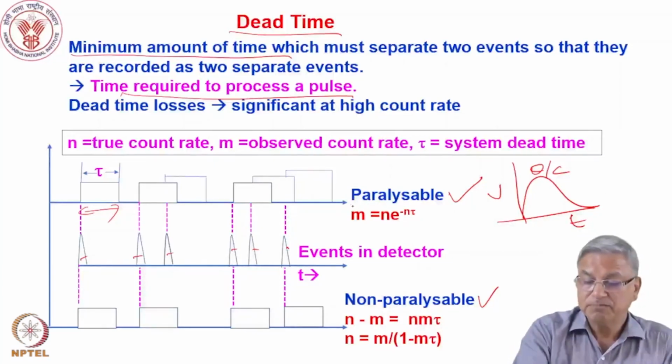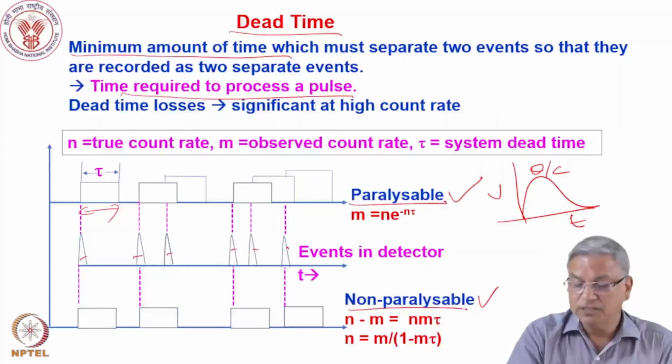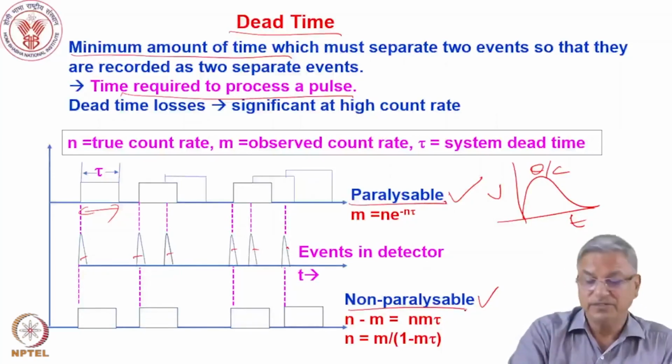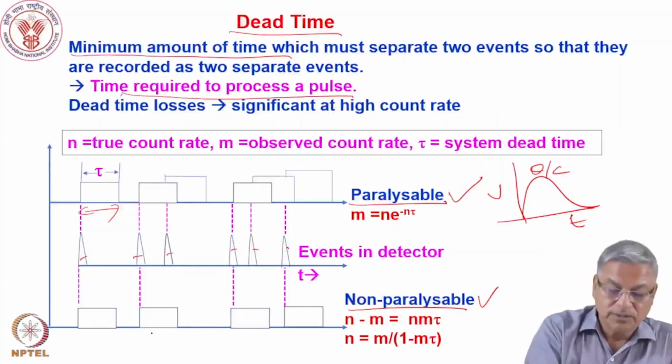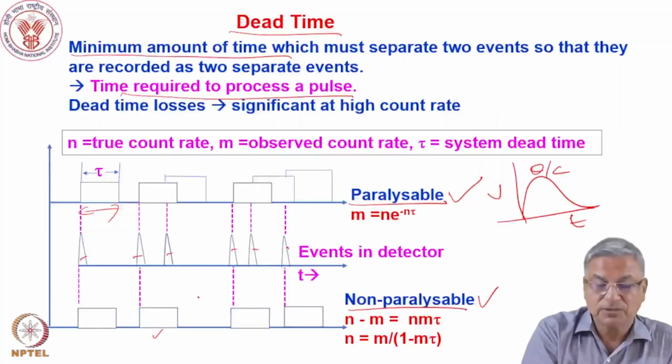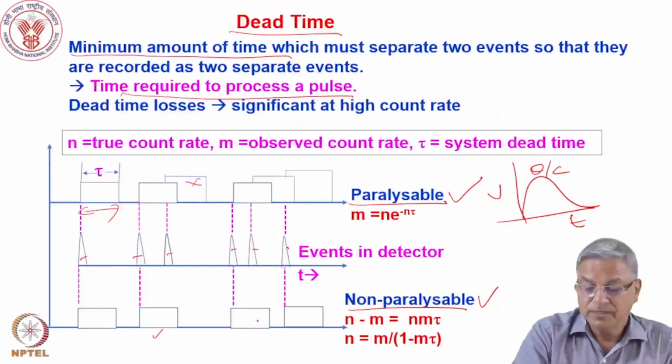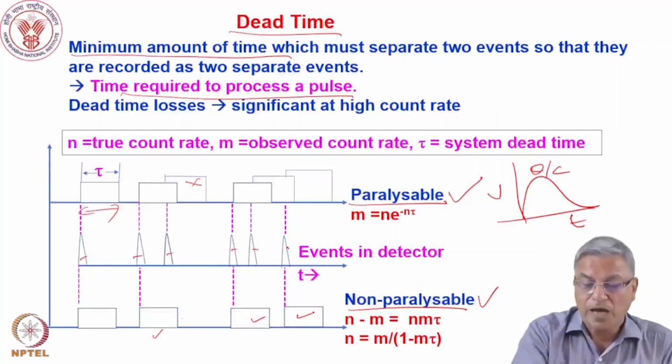Depending upon whether it is parallelizable mode or non-parallelizable mode, you will get different events in the detector system. In the non-parallelizable mode, when the second pulse is coming, the second pulse is not counted. You see here. Whereas here, there are 3 events, they are counted as 2 events, because after this, the detector is available to detect the other pulse.